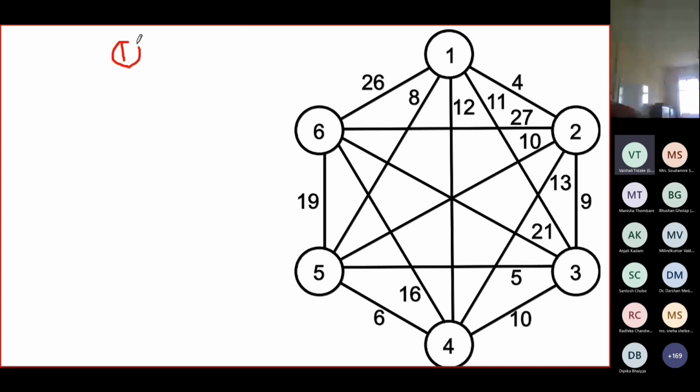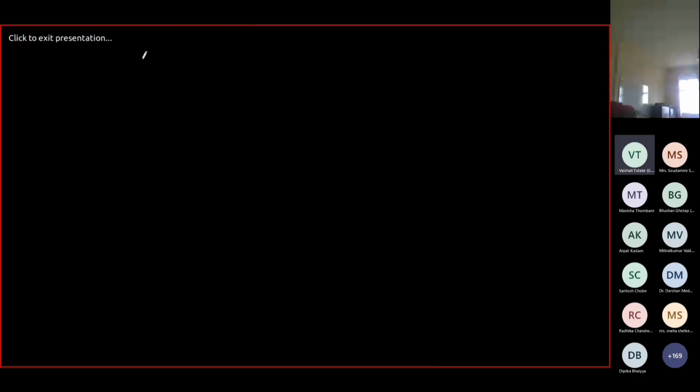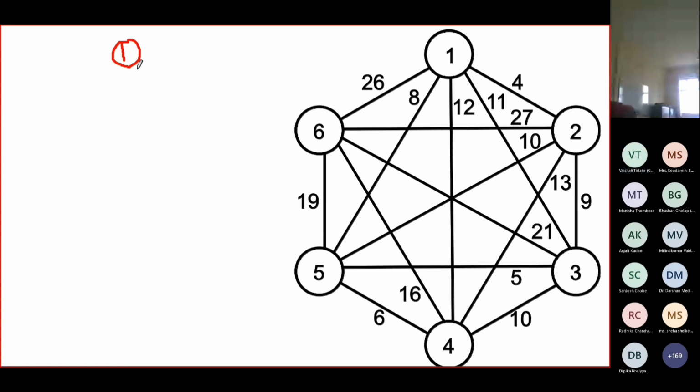So starting with the root node 1, you have to construct the minimum spanning tree. So if you see this, 1 and 2 is the next smallest one. So I will add this. Okay, I will add node 2, whose distance is 4 from 1.